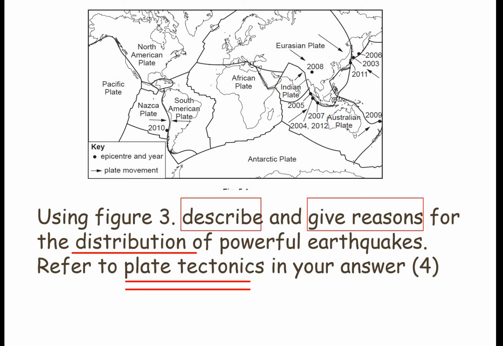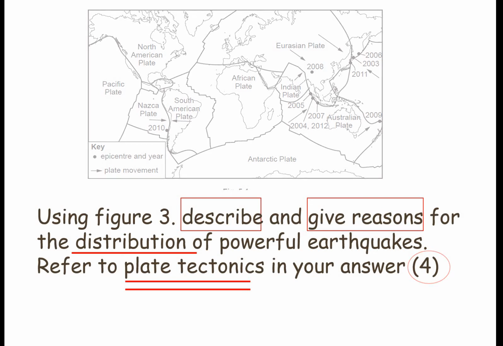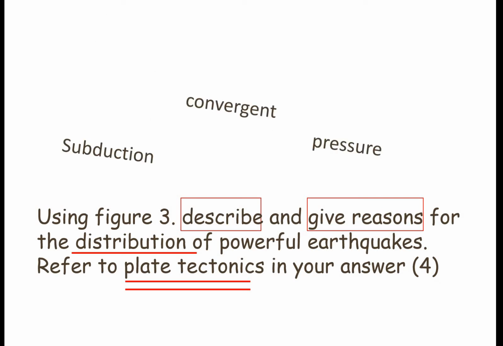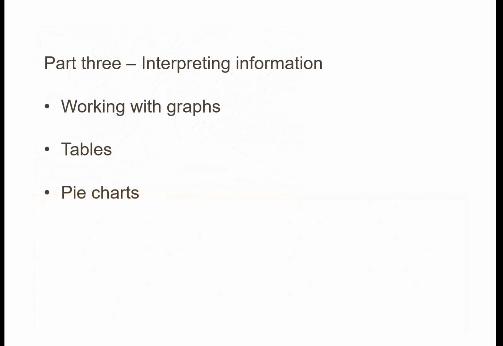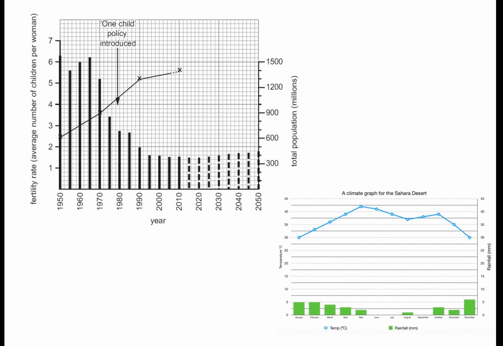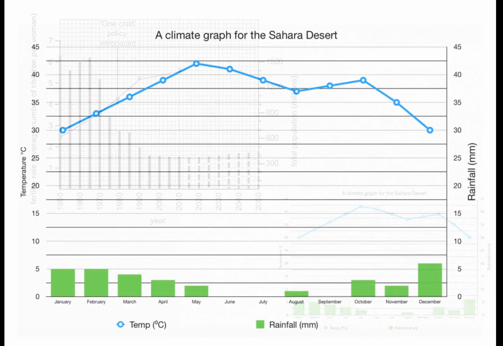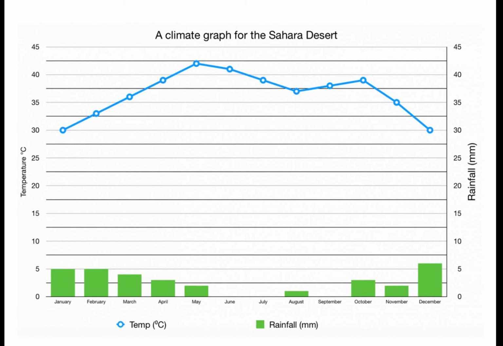Okay, so let's look at part 3. Part 3 is about interpreting information. This is working with graphs, tables, and pie charts. So it's the 3 sections I've put at the bottom of your worksheet, page 3. Charts like this. You'll be familiar with both of these by now.